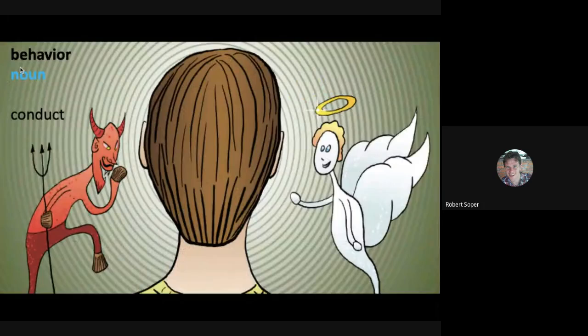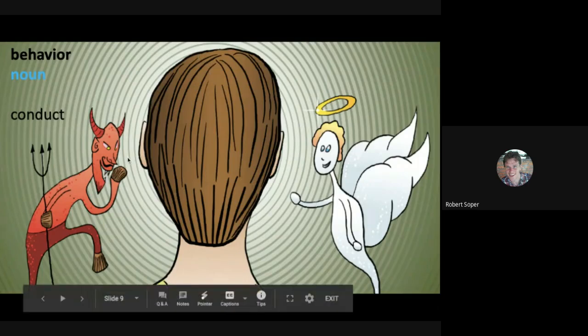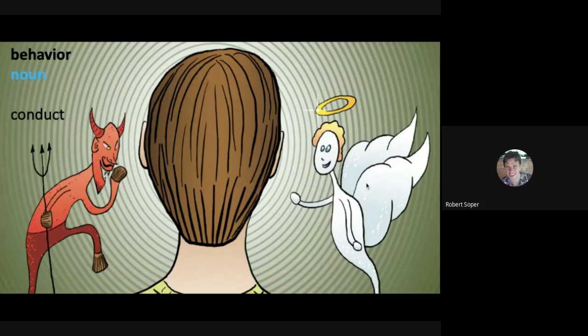This word is behavior. Behavior is a noun. It basically means conduct, how we conduct ourselves. So, how we act and what we do. We can have good behavior or we can have bad behavior. And these images are sometimes used to represent the voices in our head, the good voices and the bad voices. So obviously, good behavior is something we all like to see.